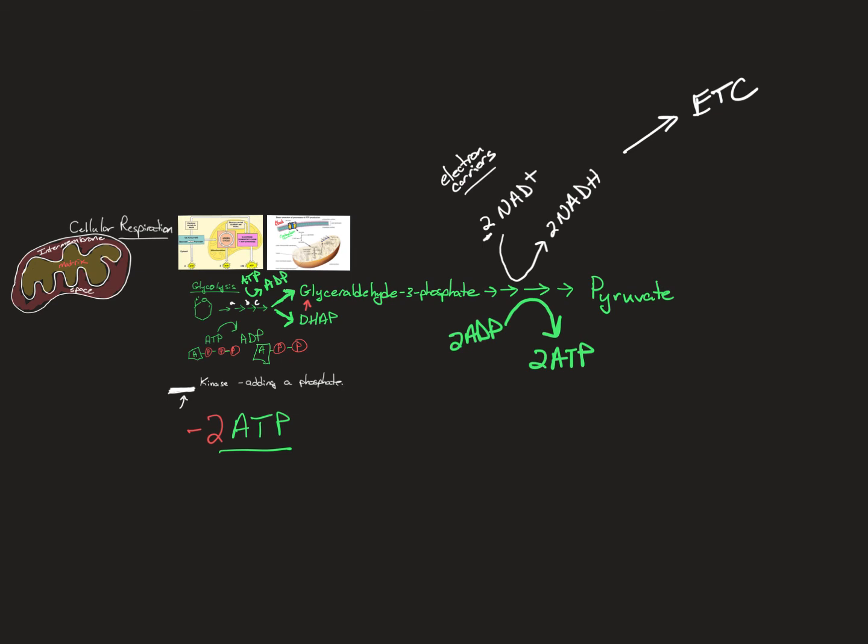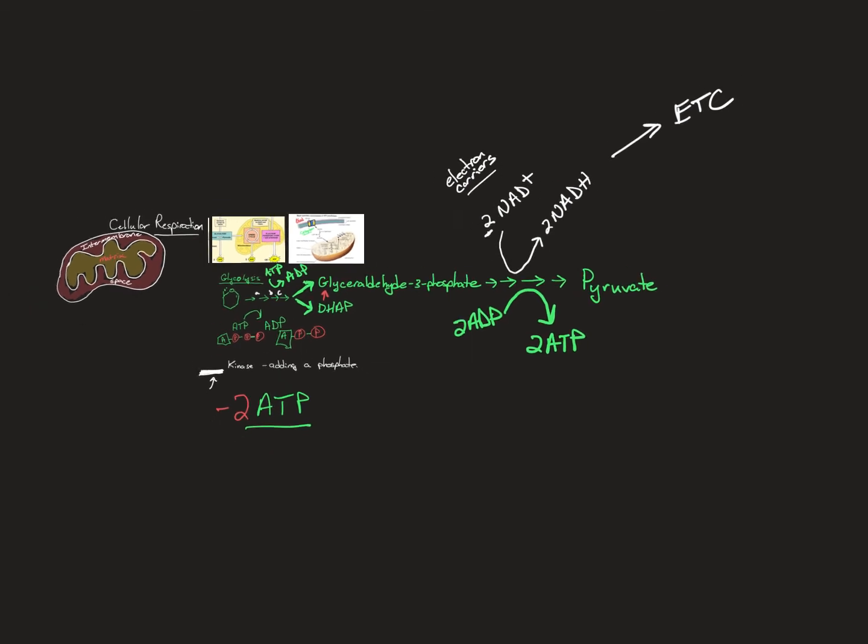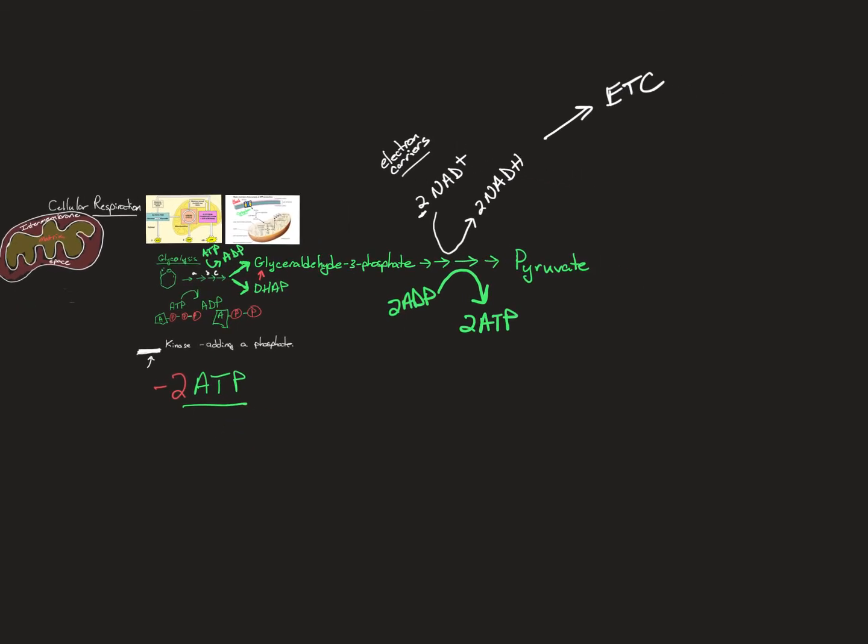Because remember, we had 6 carbons. We changed them to 2 3-carbon molecules. This goes through and creates a 3-carbon. The next goes through and creates a 3-carbon. So for every 1 molecule of glucose, you're using 2 ATPs. You're in the investment phase. We call this the investment phase, right? Where you're investing 2 ATPs.